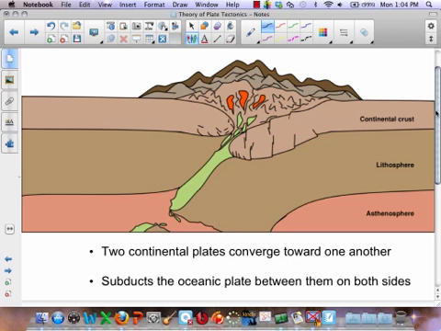Like mounds of what? The movie we watched the other day. Yeah, what was that called? I don't know.